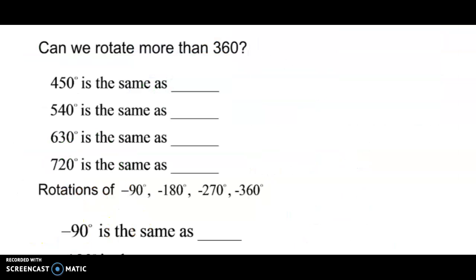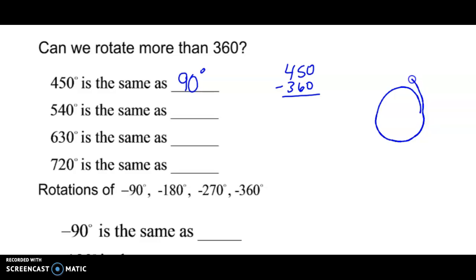Okay, can we rotate more than 360 degrees? So if we went the whole way around and then some, what we could do is take 450 minus 360. So a 450 degree rotation would be the same as a 90 degree rotation. Okay, 540, so it's like we're going all the way around the circle and then an extra how many degrees. So we can take 540 minus 360.